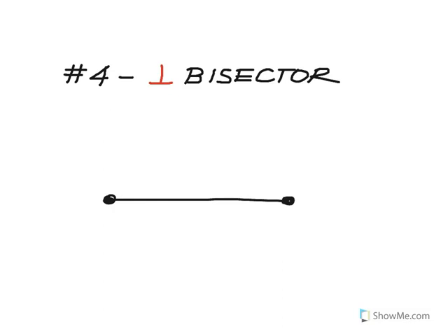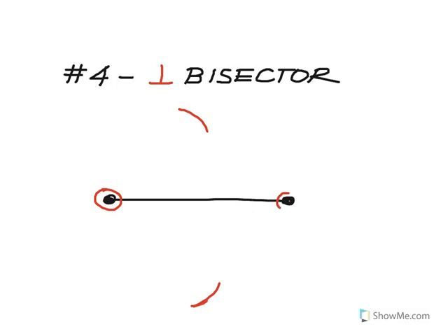Construction number 4 is the perpendicular bisector. We're going to take this segment and divide it into half with a perpendicular segment. So I take the tip of my compass and put it on one of the endpoints of the segment, and I choose a radius that's more than halfway across the length of that segment. Swinging my compass around, I hit an arc above and below.